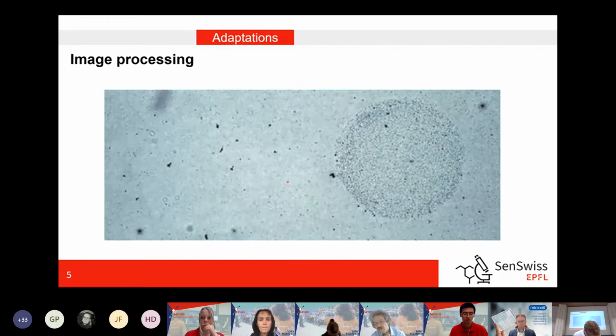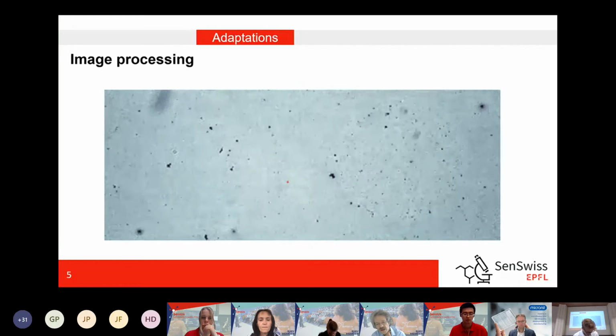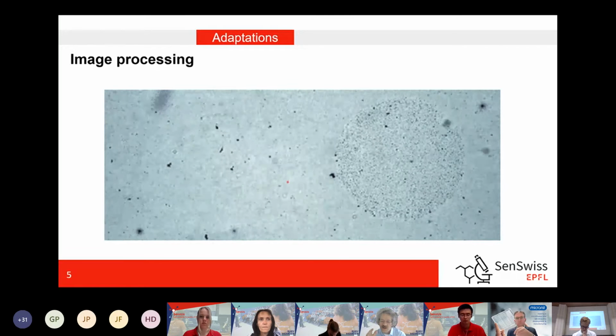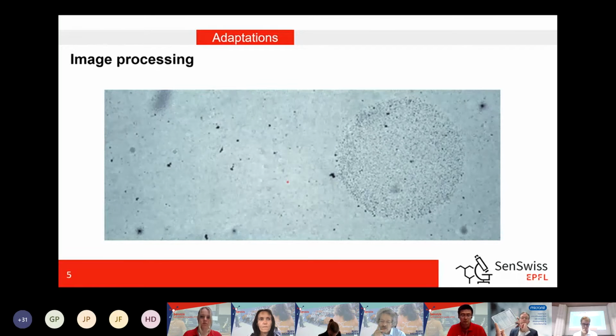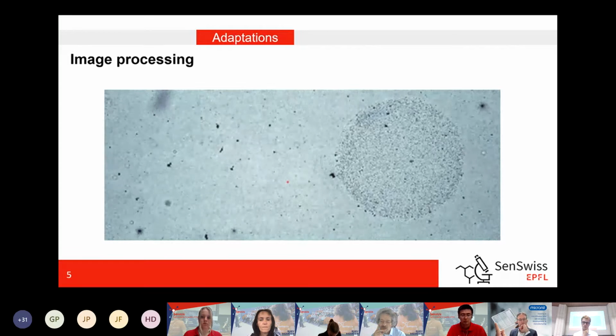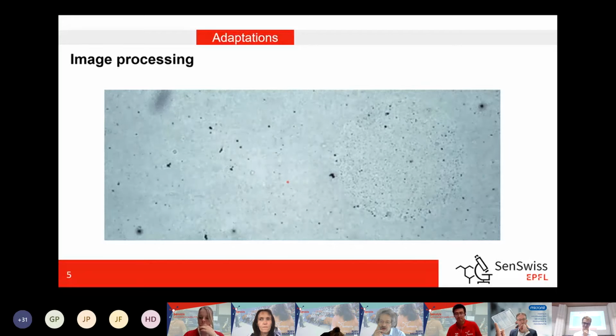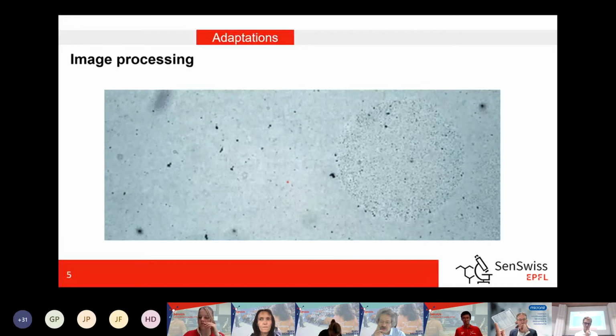And how do you do this? Because you basically have a camera that spits out images, but if you want to process them in real time, you basically have to do this in the memory of a processor, for instance.